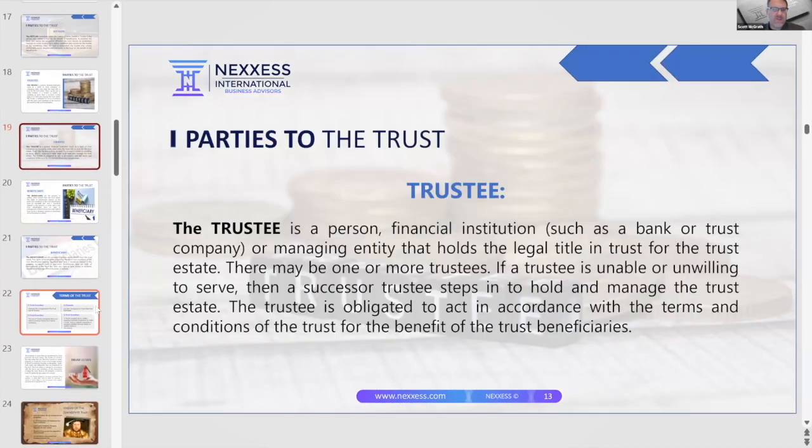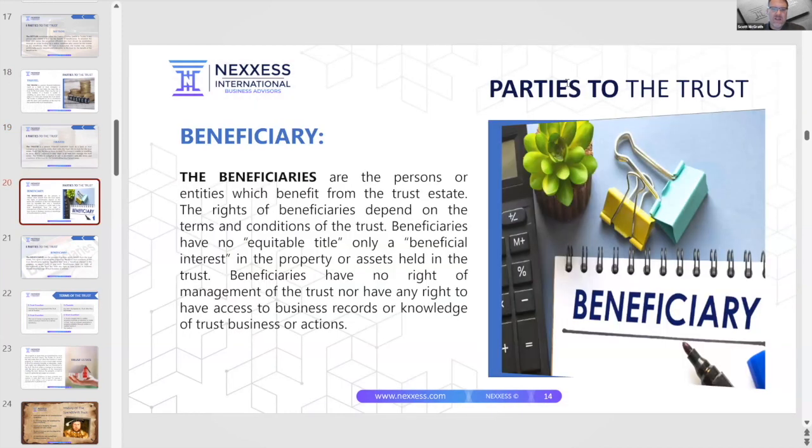So the third position in the trust is the beneficiary. So what is a beneficiary? It's a person or entity that benefits from the trust estate. The rights of beneficiaries depend on the terms and conditions of the trust. Beneficiaries have no equitable title, only a beneficial interest in the property or assets held in the trust.